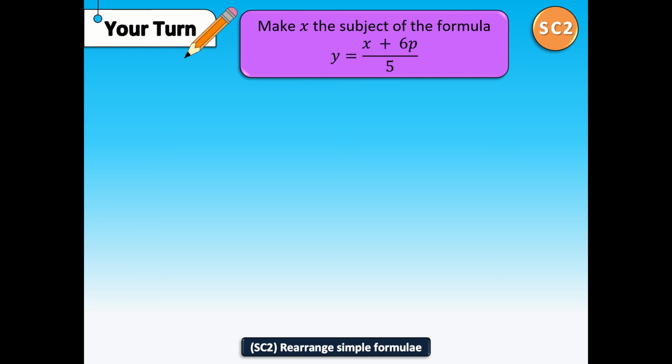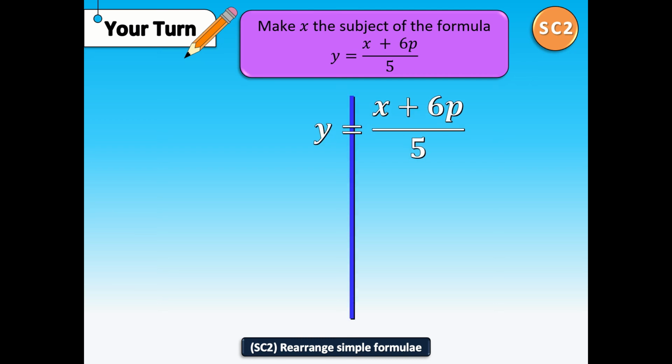So in this question, we want to make x the subject of the formula, y equals x plus 6p over 5. So we start by timesing both sides by 5, because that's the opposite of dividing by 5. And that gives us 5y on this side, and it gets rid of the divide by 5 on the other side. So we've just got x plus 6p on this side now.